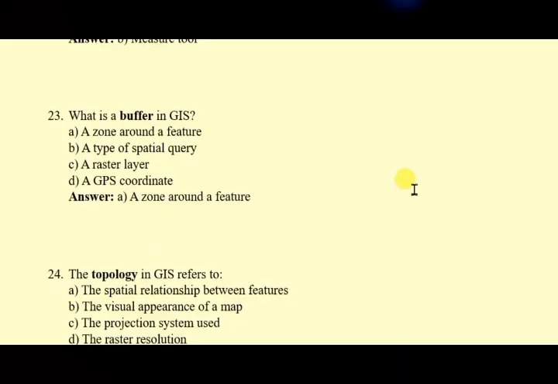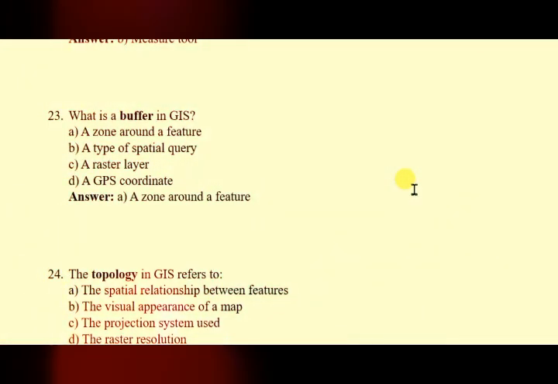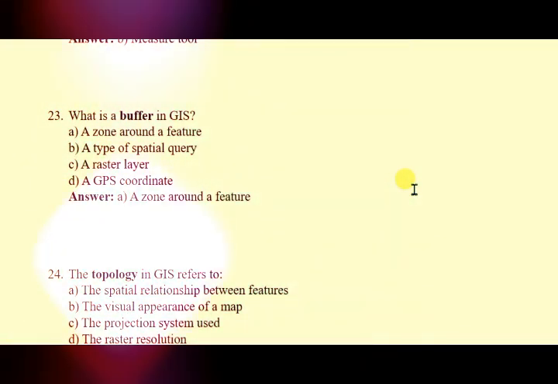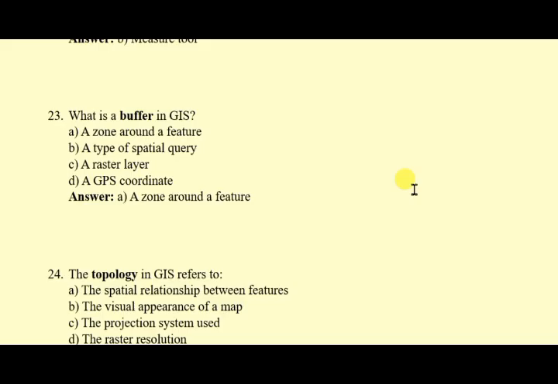Question 23. What is a buffer in GIS? A zone around a feature, a type of spatial query, a raster layer, a GPS coordinate. A zone around a feature will be the right answer.